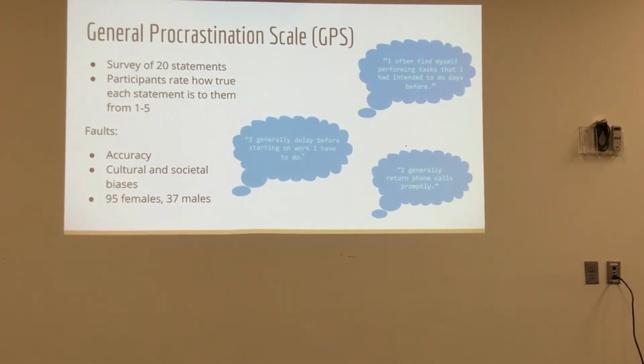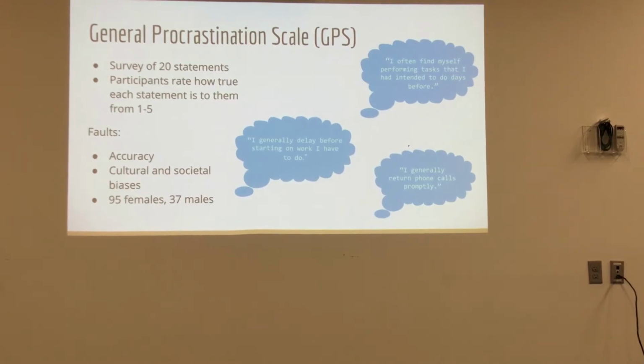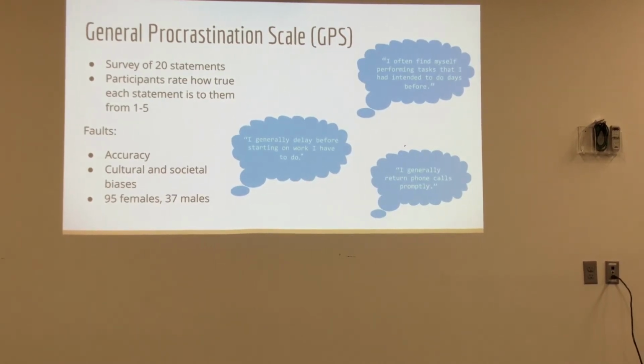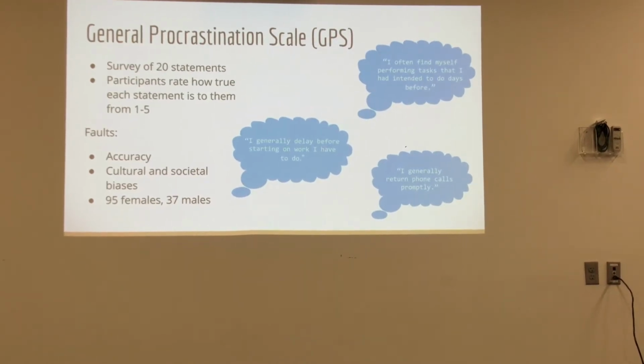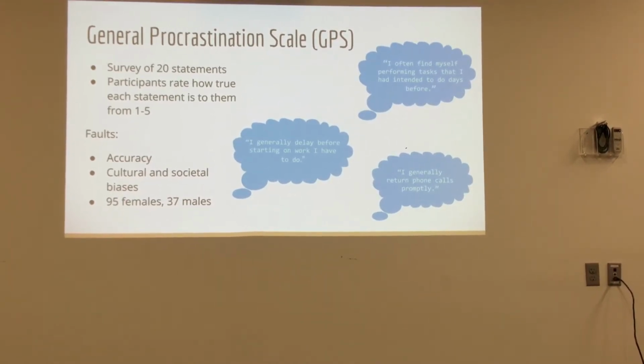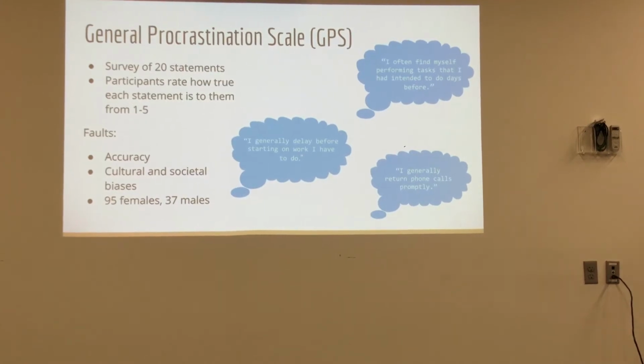Now we're going to look at the General Procrastination Scale, or GPS for short. This is a survey of 20 statements, for example, "I often find myself performing tasks that I had intended to do days before." Participants rate how true this is to them. If I really identified with this statement, I would mark it as a 5. If I really disagreed, I'd mark a 1.